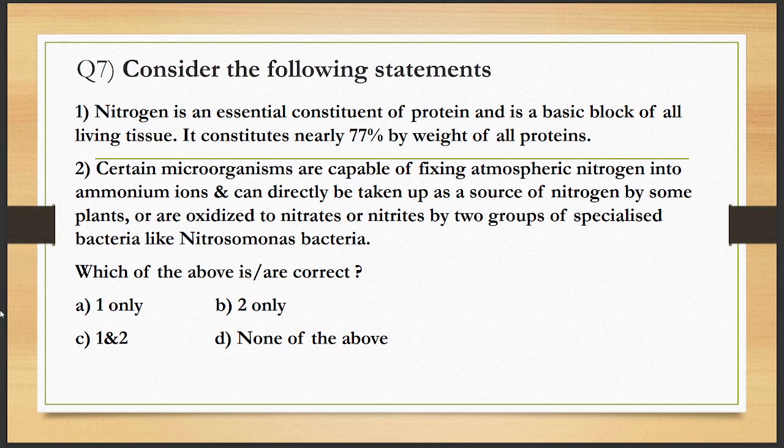Question number 7. Consider the following statements. First, nitrogen is an essential constituent of protein and is a basic block of all living tissues. It constitutes nearly 77% by weight of all proteins. Statement 2. Certain microorganisms are capable of fixing atmospheric nitrogen into ammonium ions, which can directly be taken up as a source of nitrogen by some plants, or are oxidized to nitrates or nitrites by two groups of specialized bacteria like Nitrosomonas bacteria. So, which of the above is or are correct? Your options are A 1 only, B 2 only, C 1 and 2, or D none of the above.